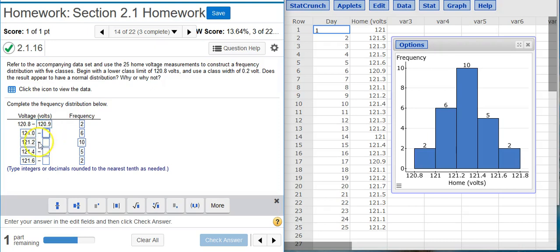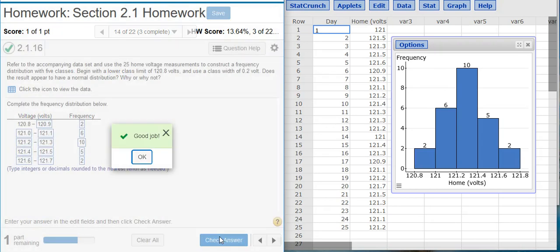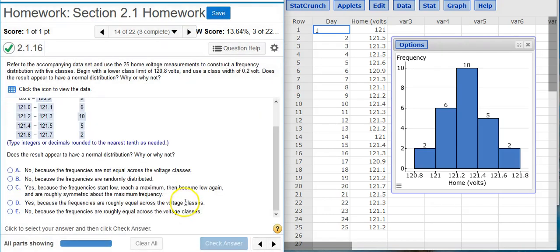I can do the same thing here. 121.2 minus the 0.1 gives me 121.1. Or I could have just added 0.2, the class width, to this upper limit here. 120.9 plus 0.2 gives me 121.1. And I'm just going to continue down with that same pattern to fill in the rest of the table. 121.5, and then this one's going to be 121.7. Check my answer. Good job! So I click continue to get the rest of the problem.